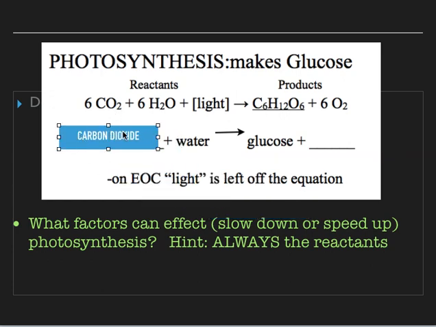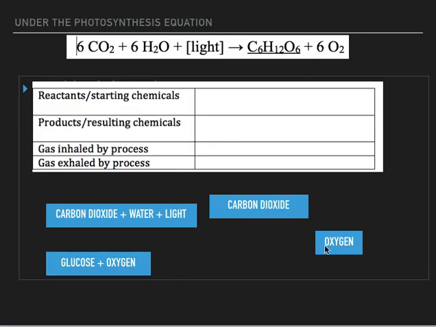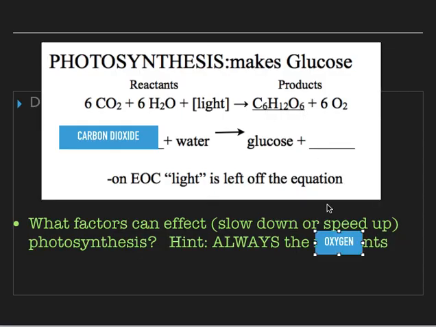So carbon dioxide, H2O is water, plus light, gives you C6H12O6, which is glucose, plus O2. You guys know what O2 is? It is oxygen. Okay. So you should know both the chemical formula and the words.